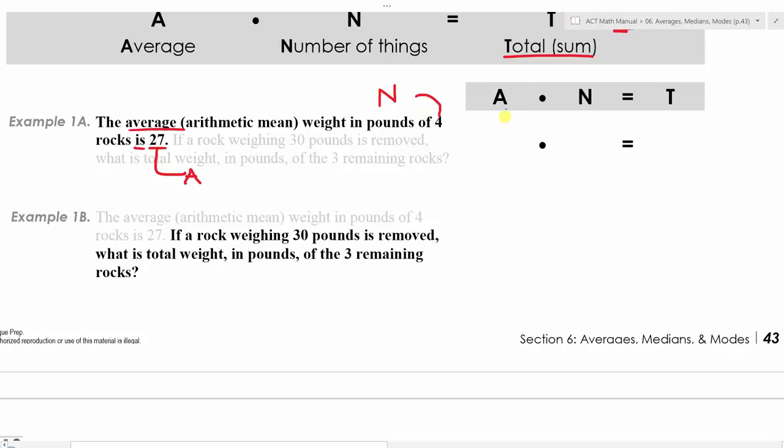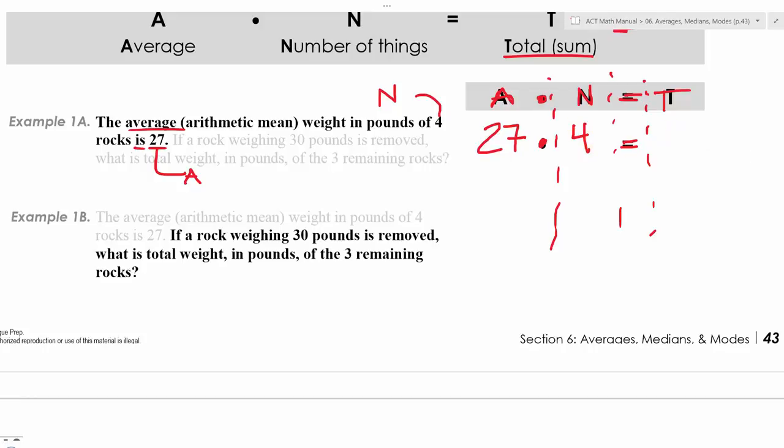So I'm just going to go ahead, and the day of the test, I would be writing down a times n equals t, almost like a column format, where I have a in the first column, n in the second, and t in the third. I've got a multiplication and an equal sign here. So my average is 27, my number of things is 4, and my total, I would do that in the calculator, is going to be 108. So 27 times 4 is 108.